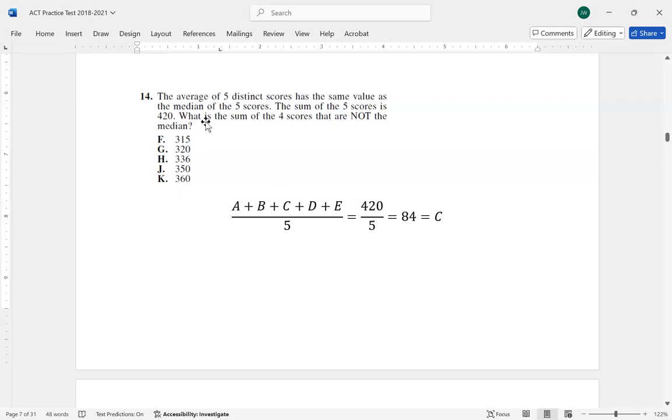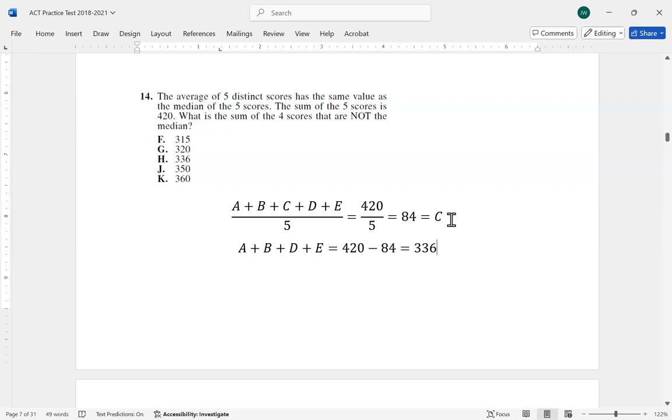Then it asks me, what's the sum of the 4 scores that are not the median? So if I took the A plus the B plus the D plus the E, well, I know that if I add 84 to that, I get 420. So that's going to be 420 subtract 84, which gives me 336. So 336 is the sum of the 4 scores that are not the median.